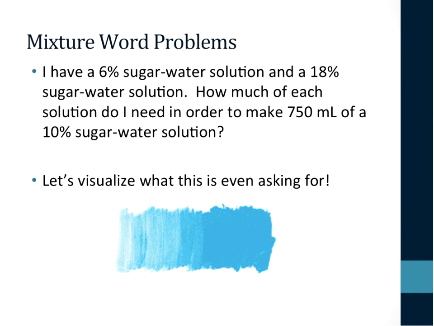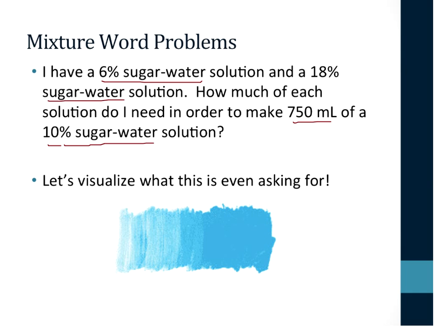So a mixture problem might read something like this. I have a 6% sugar water solution. And sometimes instead of sugar water, I'll say something like I have a 6% sugar water Kool-Aid, right? You can think of it as Kool-Aid, sugar, and water. And an 18% sugar water solution. How much of each solution do I need in order to make 750 milliliters of a 10% sugar water solution?